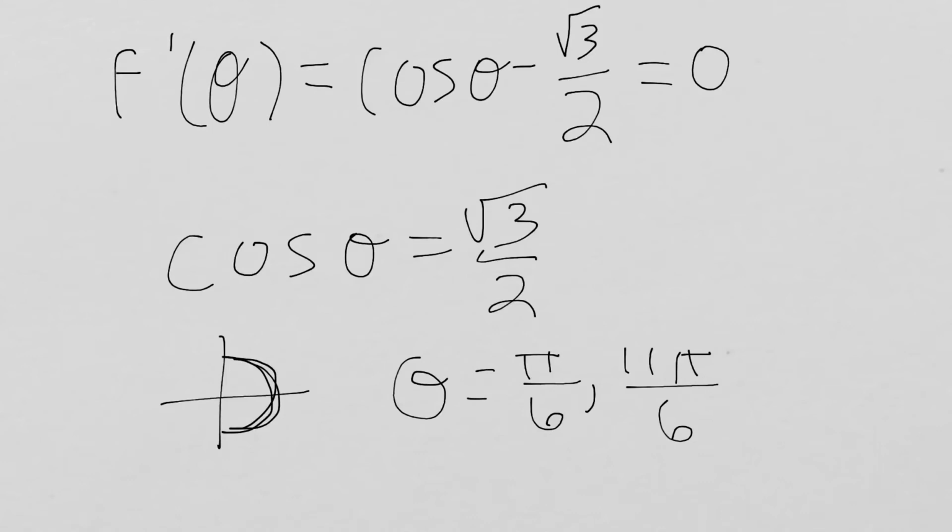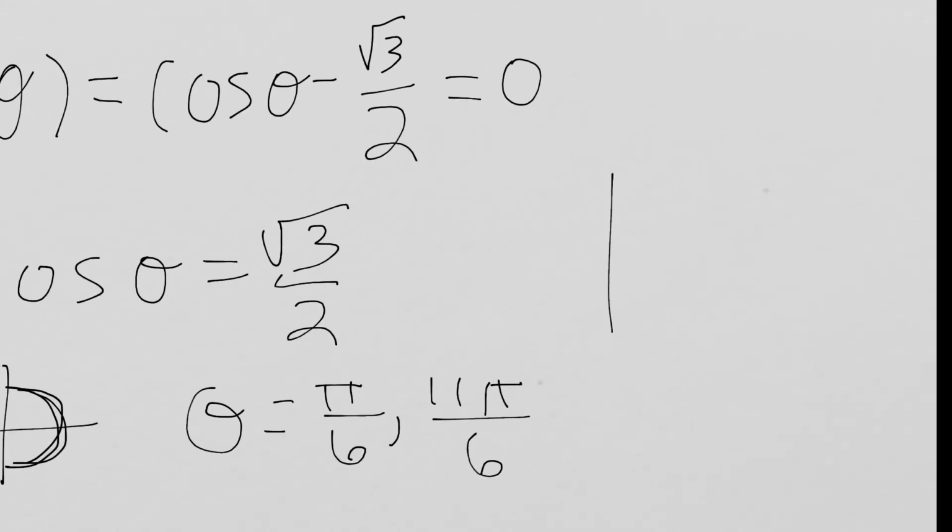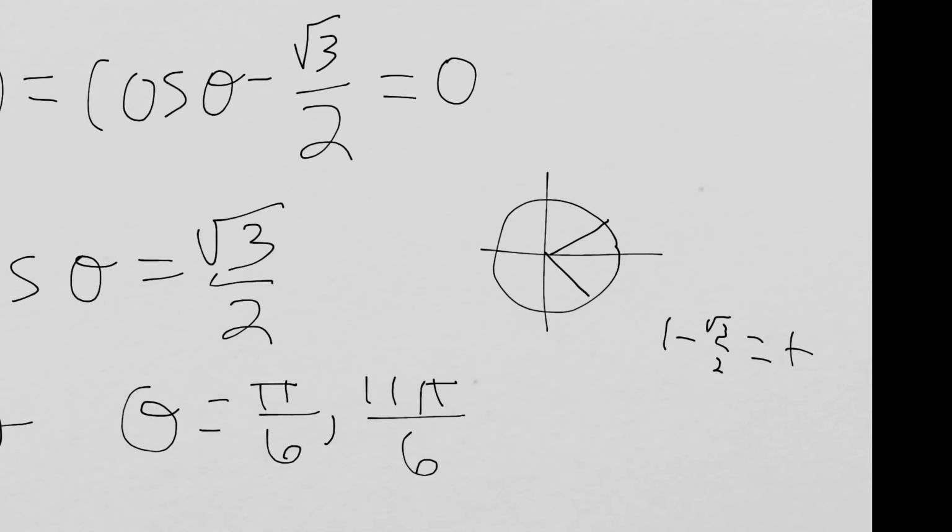And then we just need to figure out if it starts by increasing or starts by decreasing. So when we look at our circle, all right, so there's pi over 6, there's 11 pi over 6. Okay, think about what's happening here. We're doing cosine minus root 3 over 2. So we're taking the cosine value from the circle and subtracting root 3 over 2. Well, we know that cosine starts as being positive 1 right here. And positive 1 minus root 3 over 2 is equal to a positive. Let me rewrite that. 1 minus root 3 over 2 equals a positive. So that means that we're starting positive.